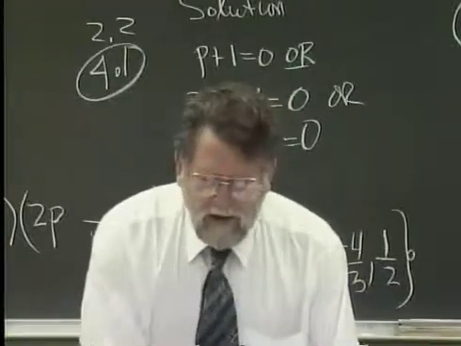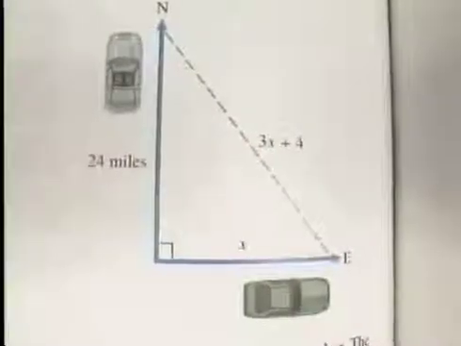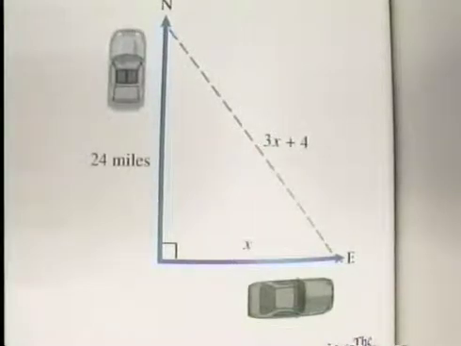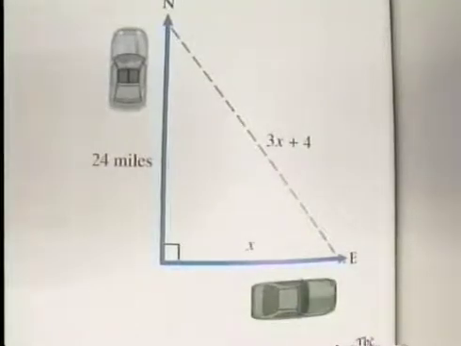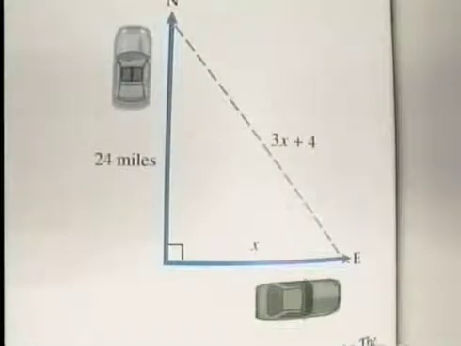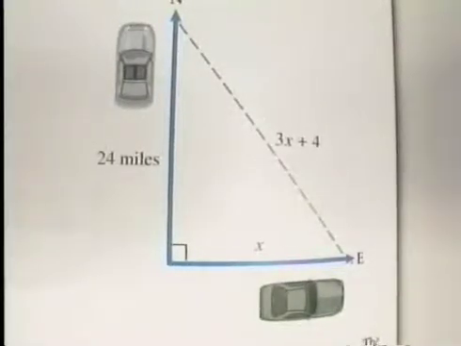Well, we can get the problems a little more exciting by drawing pictures with cars. Now you have two cars starting from a common point, one going in the x direction, one going in the y direction, and one goes 24 miles. You know x for the other one, and somebody tells you that the distance between them on the diagonal is 4 more than 3 times the distance the bottom car travels. Bottom line, you get what we've been doing.